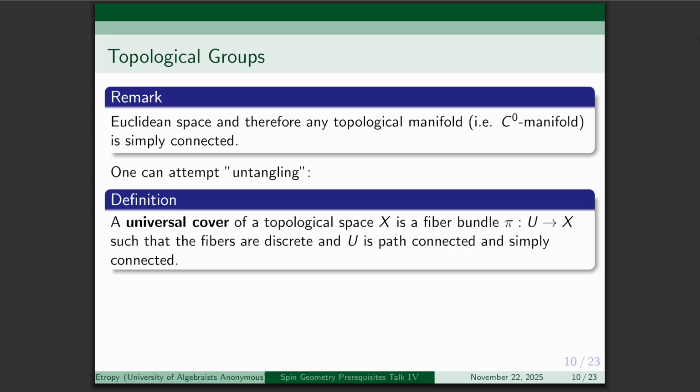And one thing one can attempt doing with locally simply connected spaces is to kind of untangle the non-simple connectedness. Specifically, there's this notion of a universal covering space, or universal cover, of the topological space. That's just any fiber bundle which has this space as the base, and as the total space one has a simply connected, path-connected space, such that this fiber bundle is with discrete fibers. Now, as a corollary of this, of course, the image of a path-connected space under a continuous map is path-connected, so X, in order to admit a universal cover, needs to be path-connected.